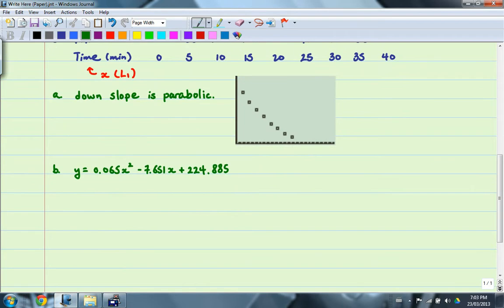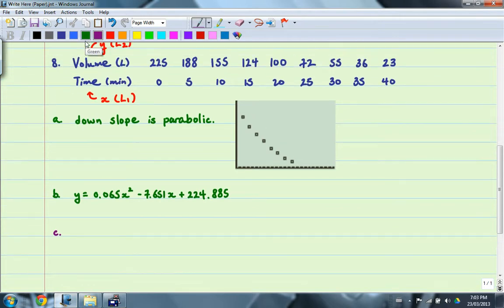So the next 2 parts is something new. So I'm going to do this in a different color. Part C asks for the time when the tank is half full. So do recall that the volume is represented by the y values. So we're looking for the x value when the volume is half.